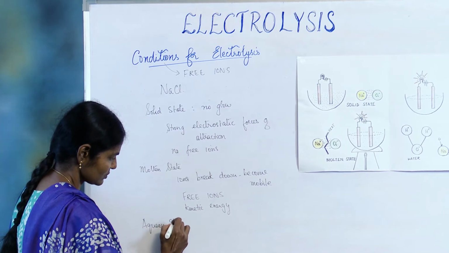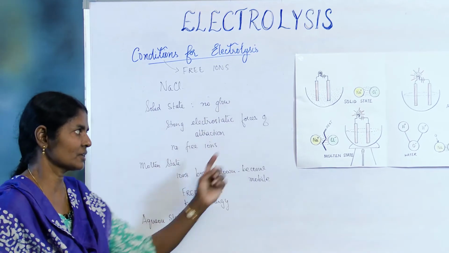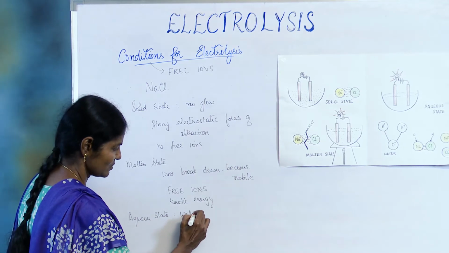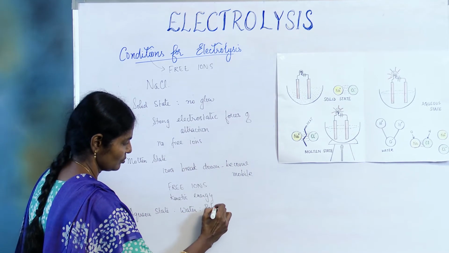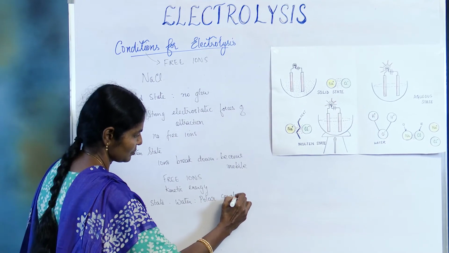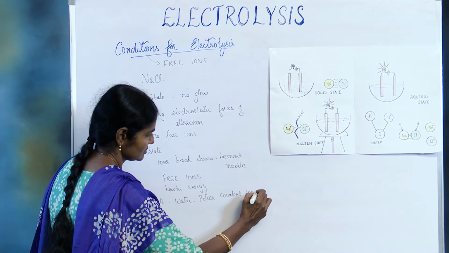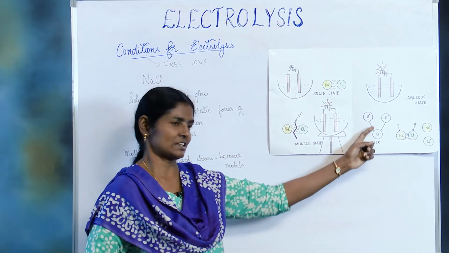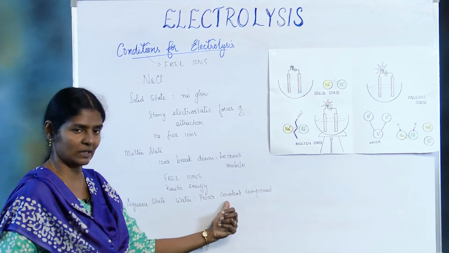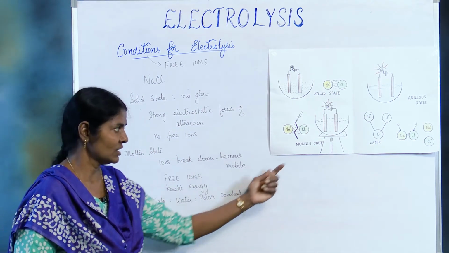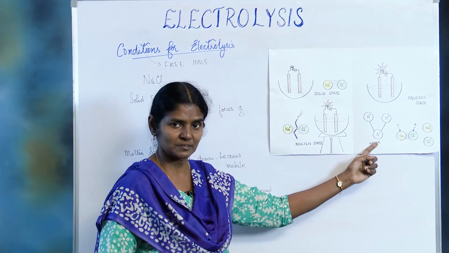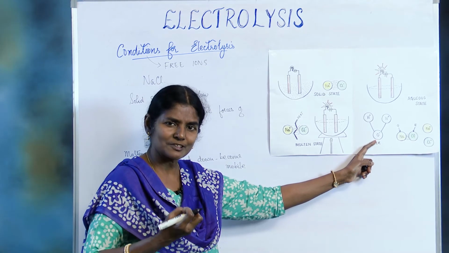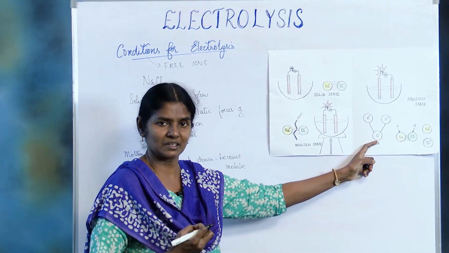When we come to the aqueous state, the reason for the glow is nothing but water, the presence of water. Water is a polar covalent compound. What do you mean by polar covalent compound? It has polarity. Though it is a covalent compound with no ions, there are charges that are developed because oxygen is slightly pulling all the electrons to itself and becomes electronegative.